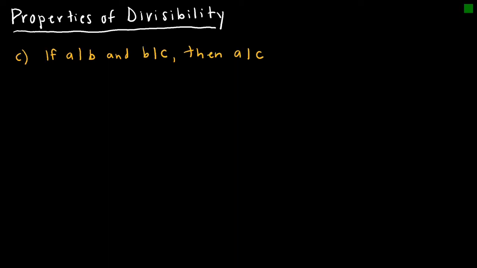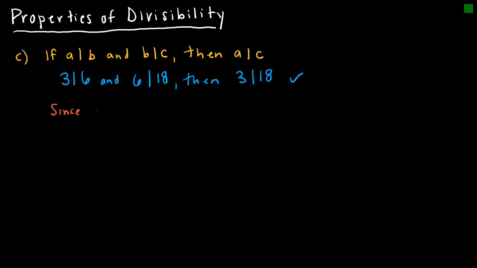For our last property, we're saying if A divides B and B divides C, then A divides C. So sort of a transitive property. So here we're saying, let's say 3 divides 6, and 6 divides 18, then 3 divides 18. So again, yes, we can see this is true. How might we go about proving this?